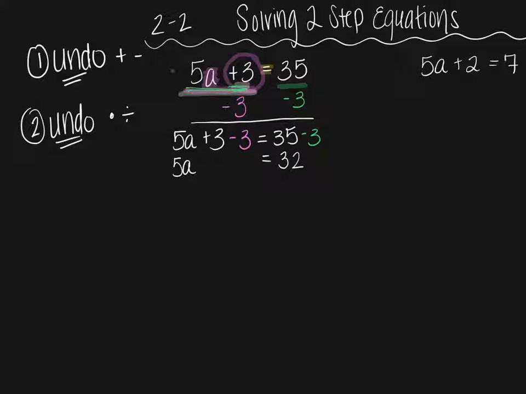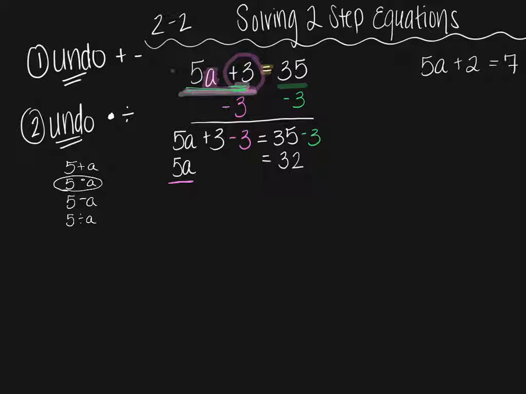All right, so what is 5a? Is 5a the same as 5 plus a? 5 times a? 5 minus a? Or 5 divided by a? Hopefully you recognize that 5a is the same as 5 times a. So I have to undo my multiplication. Well, the opposite of multiplication is division. What am I going to end up dividing this term by?